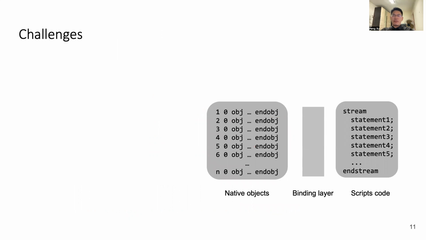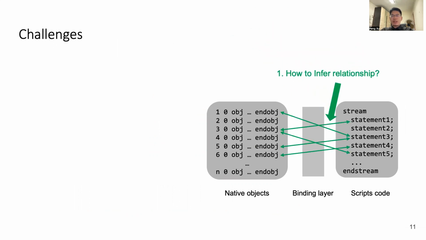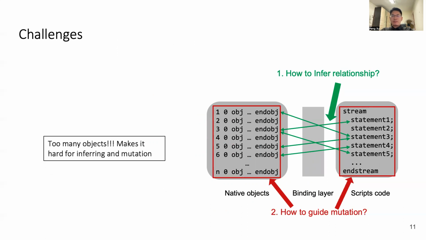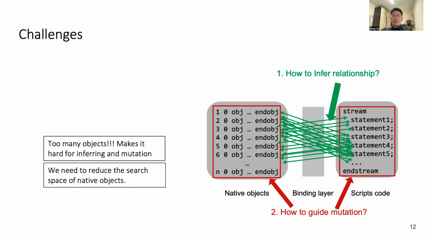Otherwise, we just randomly choose some objects for mutation. Although our method is straightforward, there are several challenges to be solved. The first challenge is how to infer the relationship between native input and script code. Once we have the relationship, we need to solve the second challenge, how to use the inferred relationship to guide mutation. However, when we solve these two challenges, we encounter a new problem, that there are so many native objects. That means we will have a huge search space for inferring relationship and guiding mutation. It's not doable. To solve this problem, we need to reduce the search space.